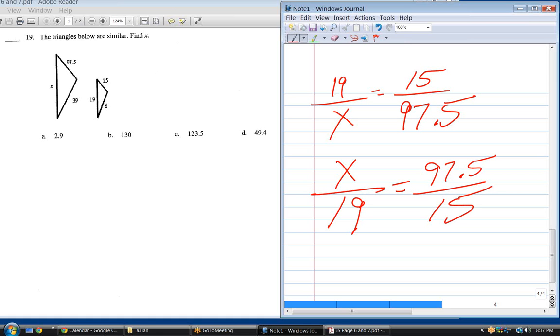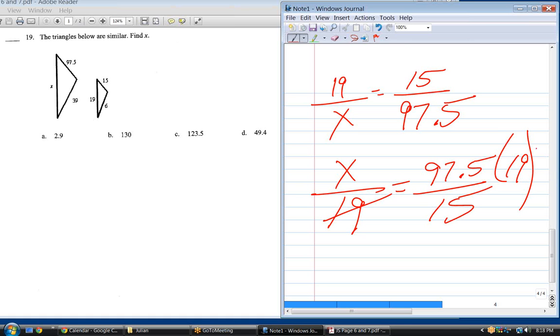You can go big to little or little to big in these ratios. The advantage of doing the bottom way is that the x is in the numerator and I only have to do one step. Multiply by 19, simplify. I don't know that that particularly is important. It probably is not, but you do enough of these things and every step you save helps.